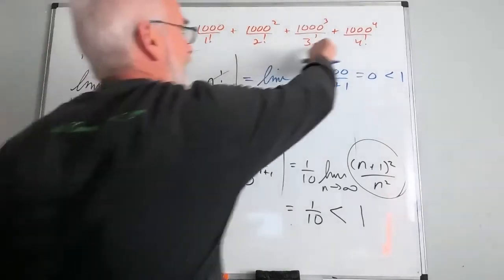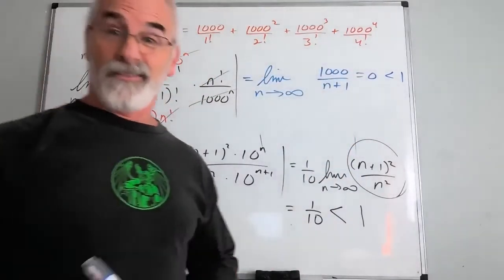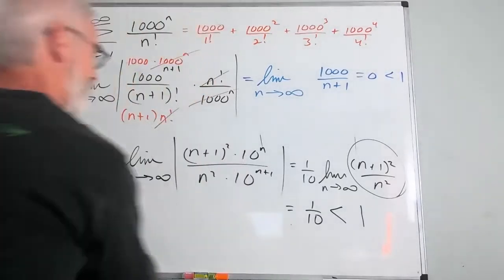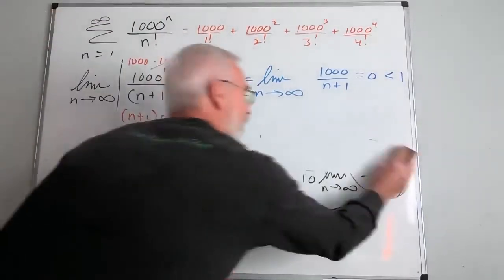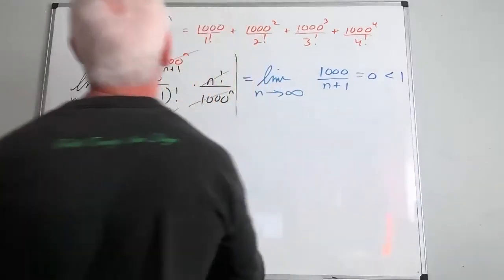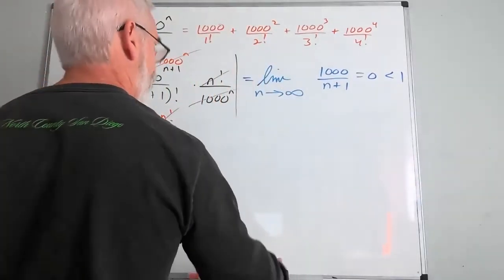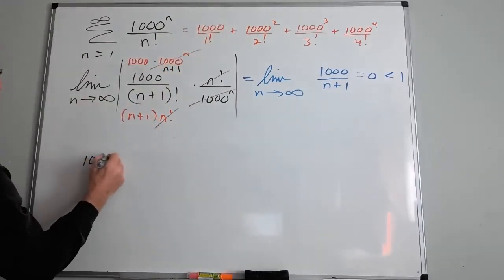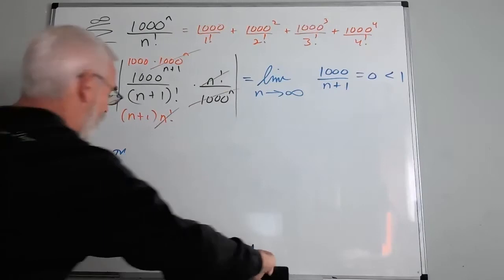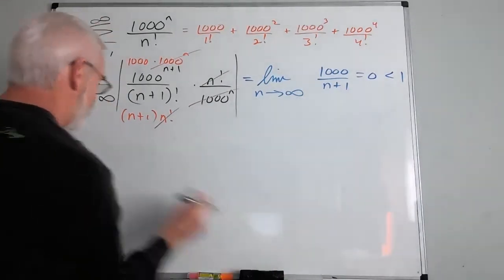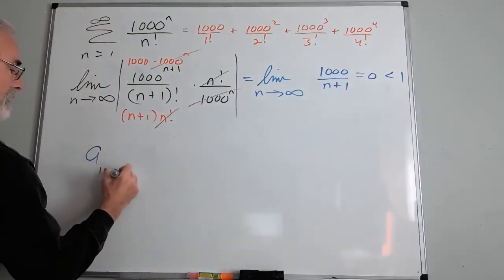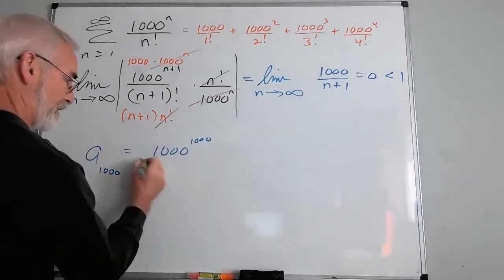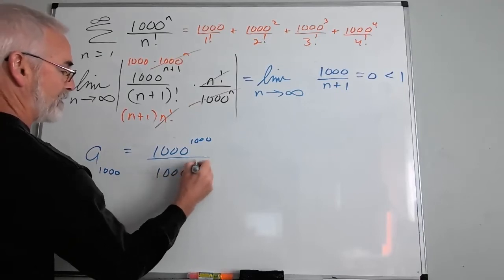But those terms are getting astronomical. Yes, they are. They are getting crazy big. But you know what's crazy about that? What is the 1,000th term? If I did the sum, the 1,000th term, or I probably should just say it this way, what is a 1,000? Well, that's going to be 1,000 to the 1,000th power over 1,000 factorial.